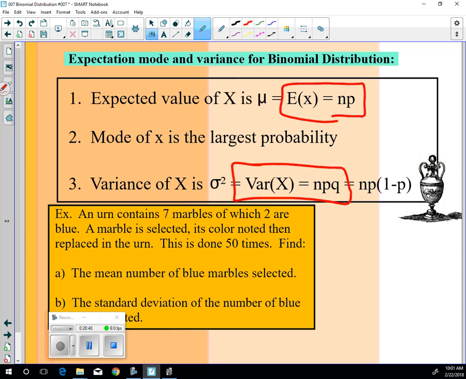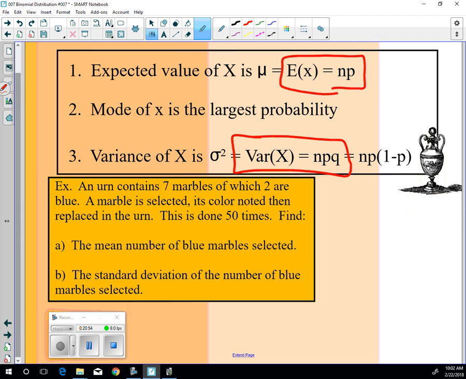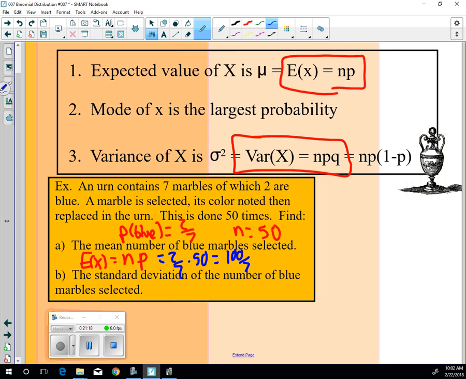An urn contains 7 marbles, of which 2 are blue. A marble is selected, its color noted, and replaced each time. So it doesn't change, it's independent. This is done 50 times. Find the mean. Okay? So the mean is going to be expected value, n times p. Well, we have n equal to 50 times. What's the probability of selecting a blue? 2 out of 7. So if it's 2 out of 7 and I do it 50 times, can you see that it's 100 over 7?